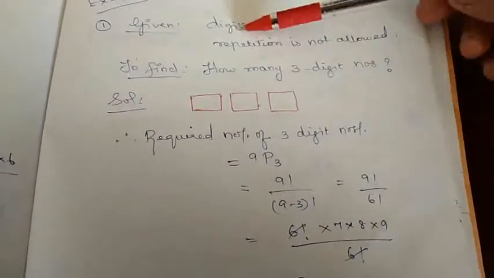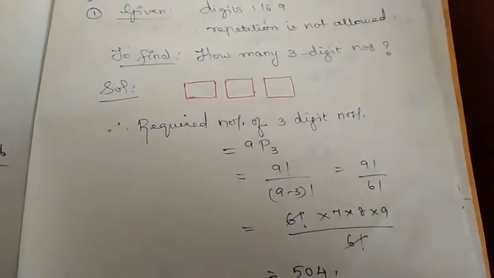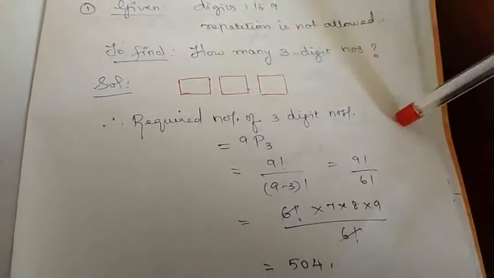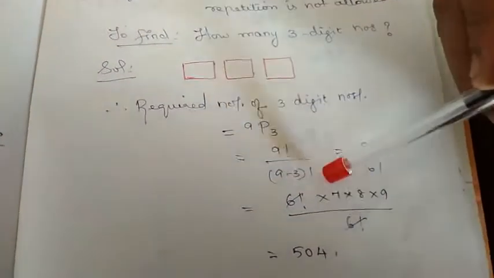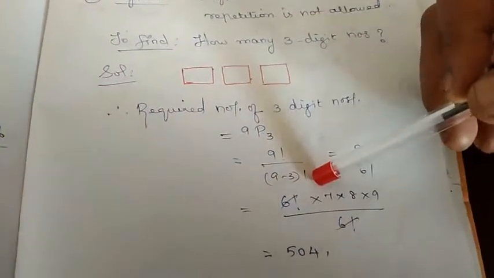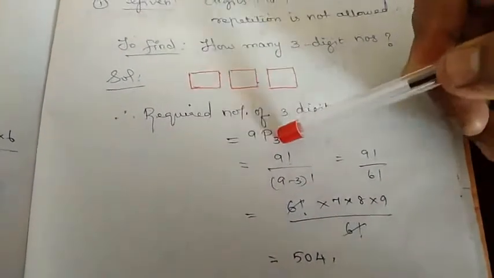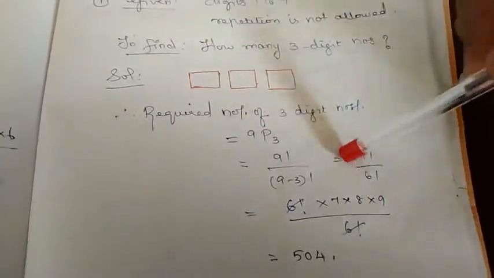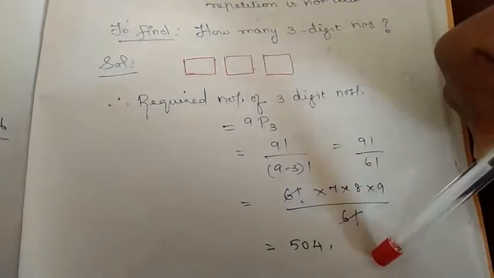So out of 9 digits, we are going to choose only 3 digits. So it is just nPr where repetition is not allowed. The formula is n factorial divided by n minus r factorial. So 9 minus 3 is 6 factorial. 9 factorial can be written as 6 factorial into 7 into 8 into 9, which is 504.